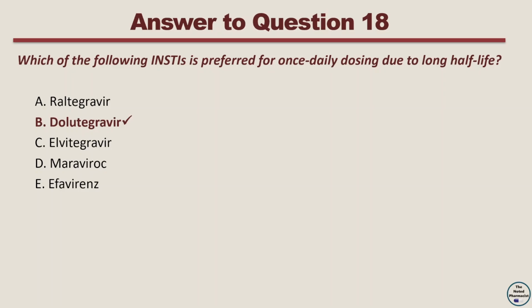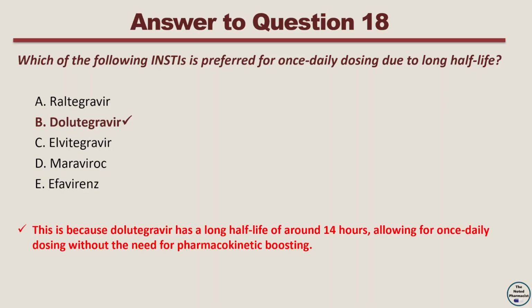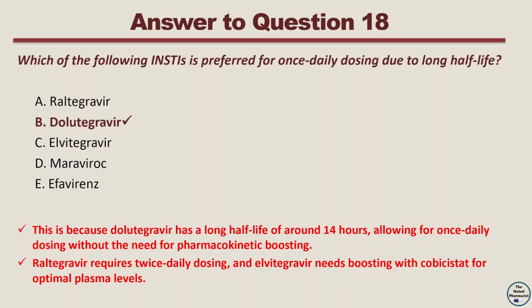The correct answer is option B, dolutegravir. This is because dolutegravir has a long half-life of around 14 hours, allowing for once-daily dosing without the need for pharmacokinetic boosting. Raltegravir requires twice-daily dosing, and elvitegravir needs boosting with cobicistat for optimal plasma levels.